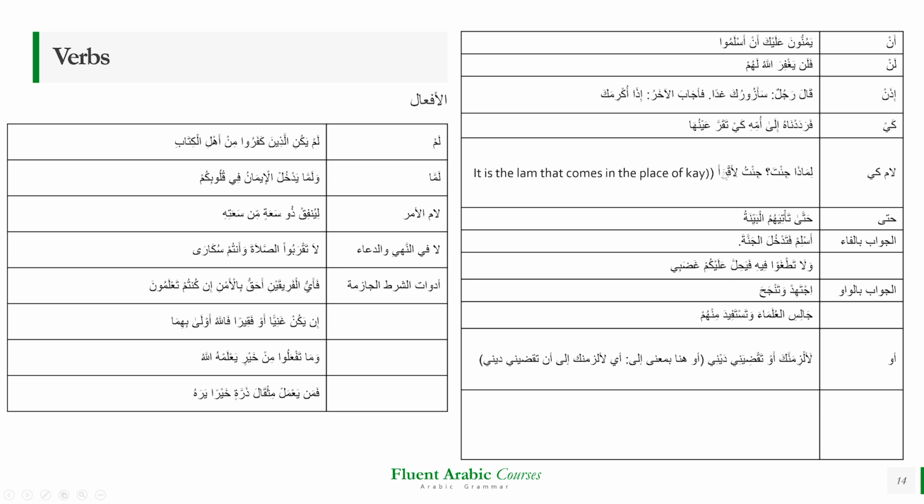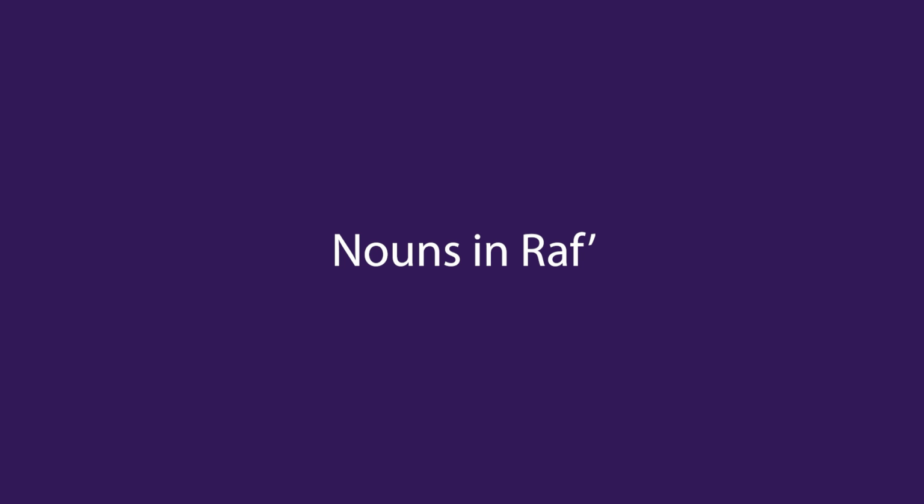So these are the particles of nasab. So these are the two things that can change the i'rab of the verb. In all other cases, the i'rab of the verb is that it is in the state of rafa.